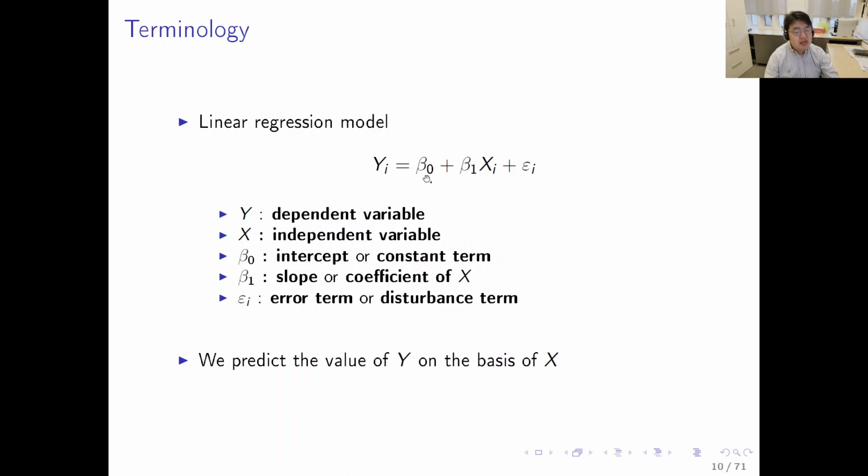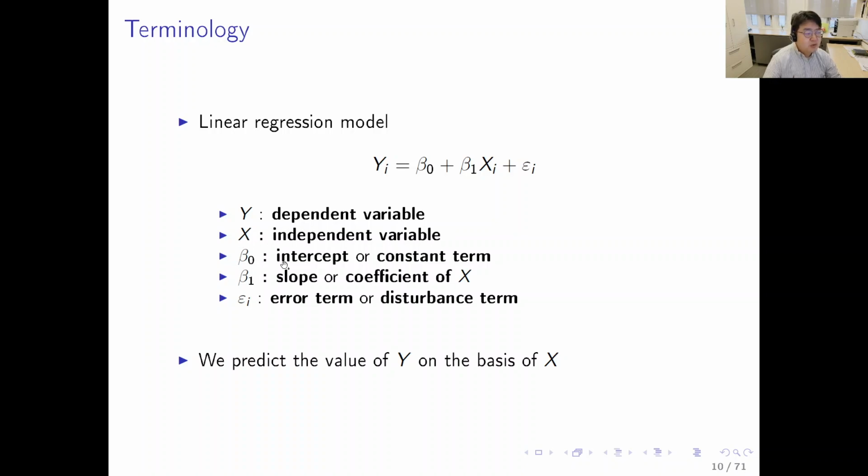And we have their names, but the names are these days so different in different contexts and different fields, different textbooks. But let me just tell you the most commonly used terms. Y is the dependent variable. It's called the dependent variable because it depends on x. Y depends on x, right? And x is called the independent variable because it does not depend on anything else, as opposed to the dependent variable.